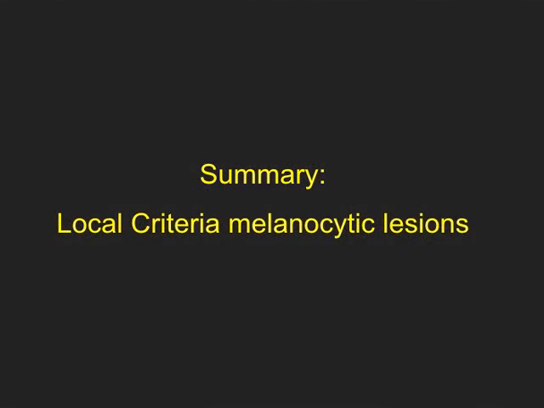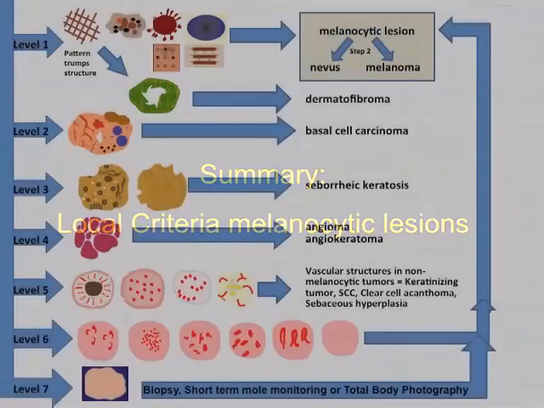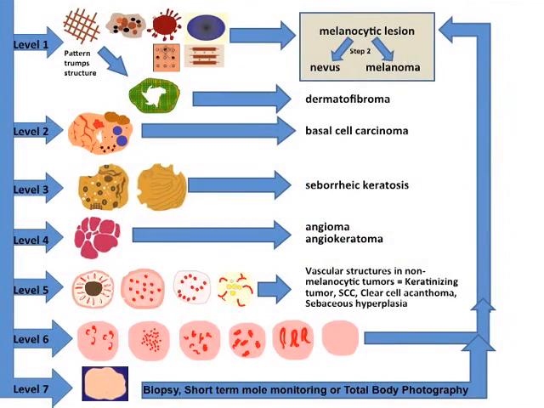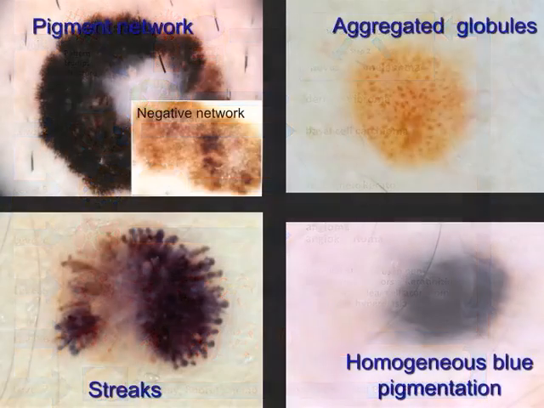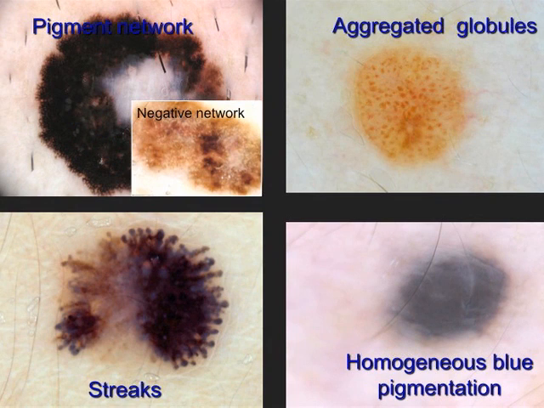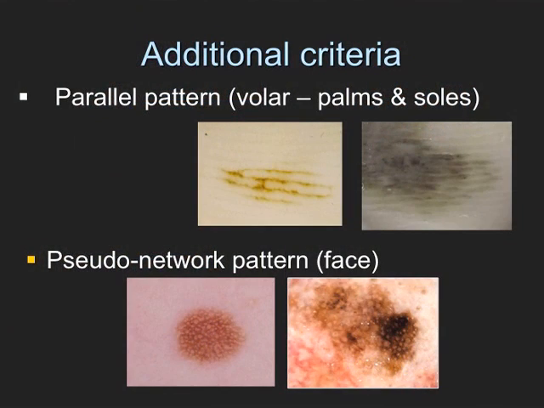So, summary of the local criteria that defines the lesion as a melanocytic tumor. Those are your network, aggregated globules, streaks, homogeneous blue pigmentation. On facial skin, it's your pseudo-network pattern. On acral skin, it's your parallel pattern. And so here's your network, which consists of both a pigment network or a negative network, either one, aggregated globules, streaks, and homogeneous blue pigmentation. Your additional criteria, a parallel pattern on the palms and soles, and a pseudo-network pattern on the face, defines the lesion as melanocytic.